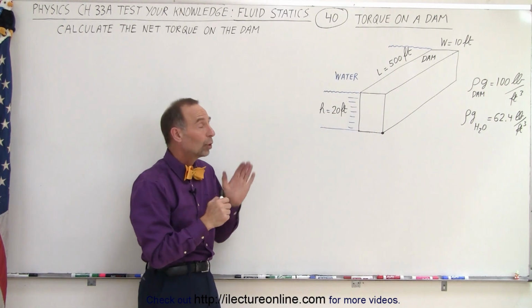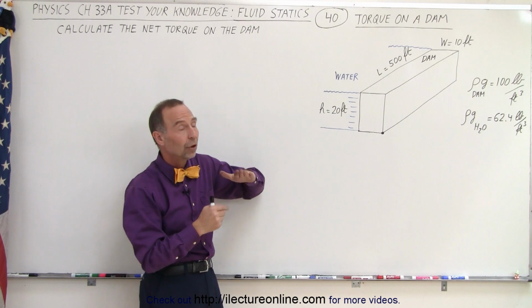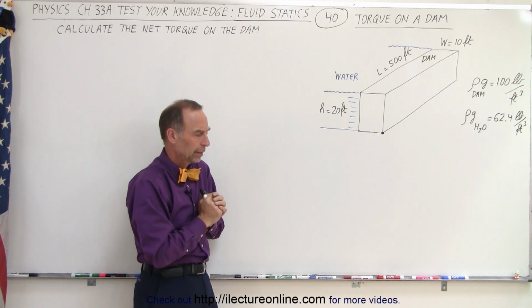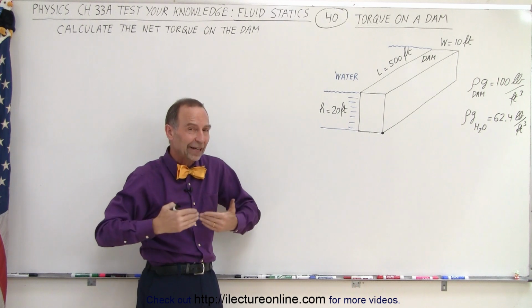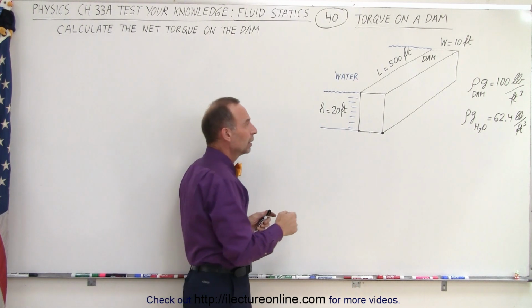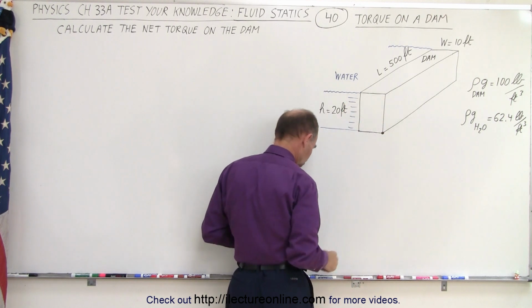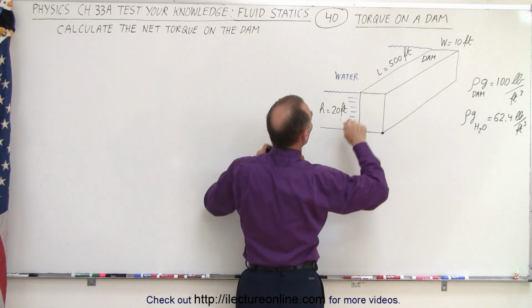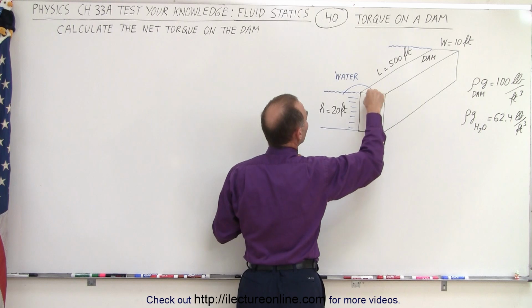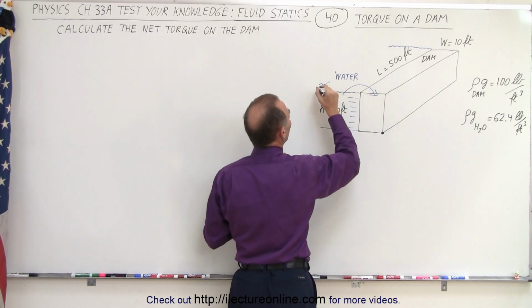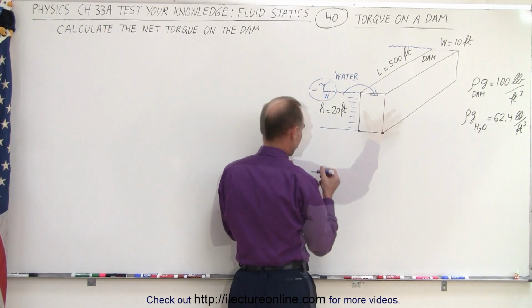Now the question is, will the water push the dam over, or will the dam have enough torque to keep from getting pushed over? Now we can figure that out by finding the net torque. Now the water will give it a clockwise torque. So the torque of the water is clockwise, so that's a negative torque.